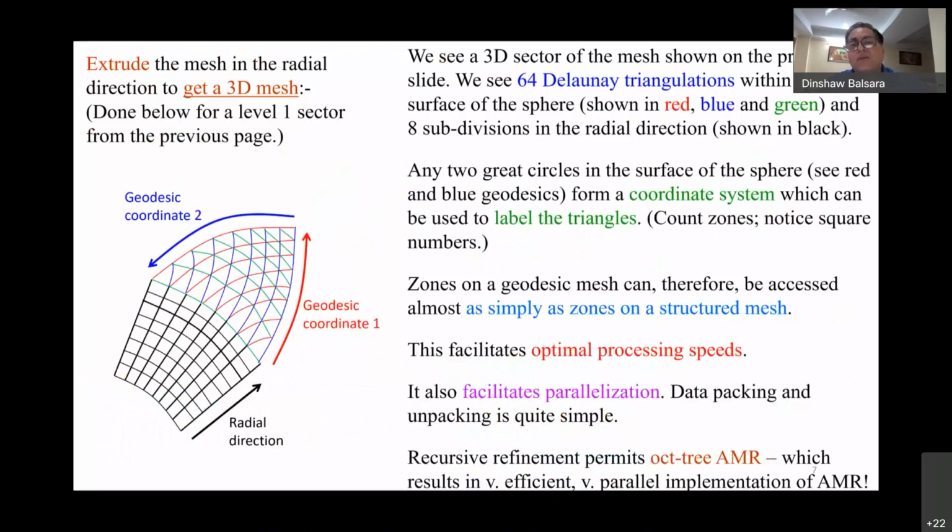And then we want to do three-dimensional simulation. So exactly how do we do that? The answer is very simple.